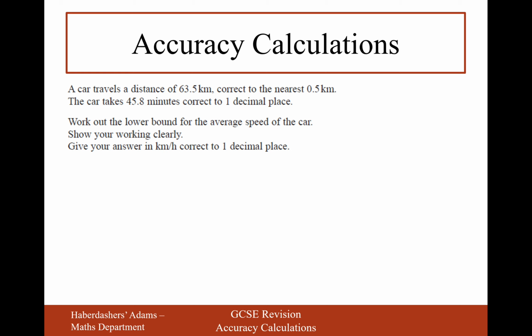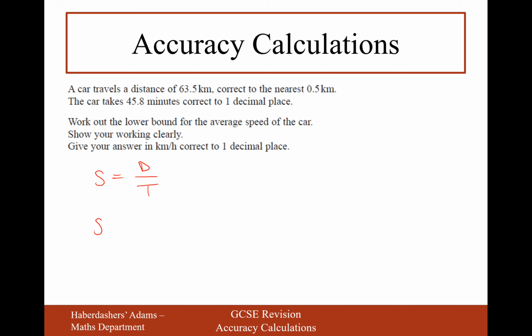Okay, so a car travels a distance of 63.5 kilometers, correct to the nearest 0.5 kilometers. The car takes 45.8 minutes, correct to 1 decimal place. Work out the lower bound for the average speed of the car. So again, this is speed equals distance divided by time, but we're looking to have our answer in kilometers per hour. So the first thing I need to do is convert the time into hours, and then we've got the distance in kilometers.